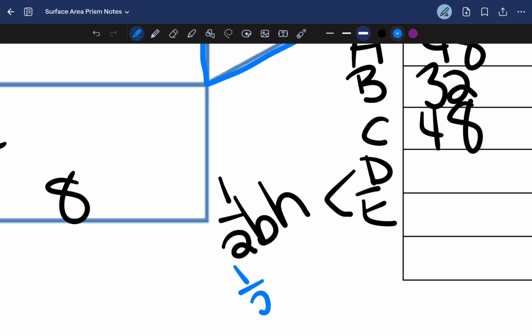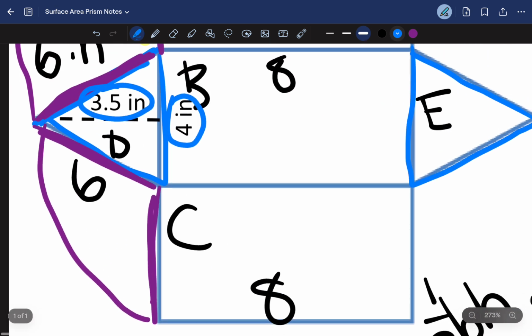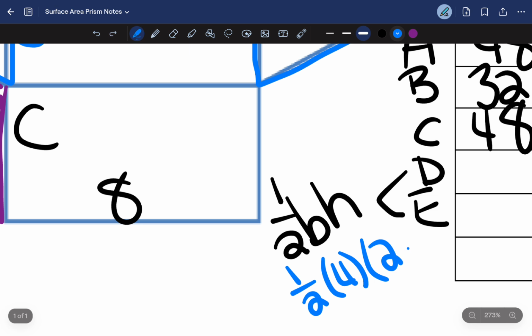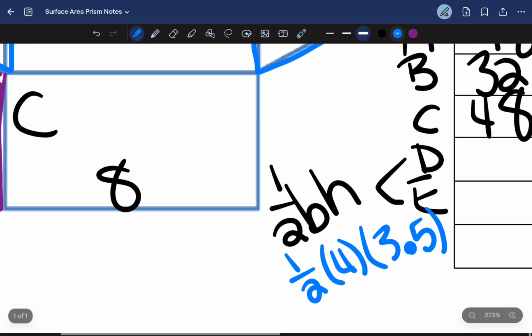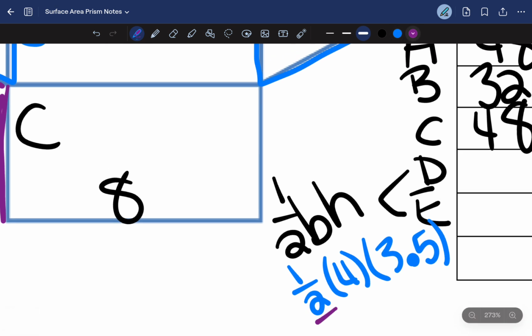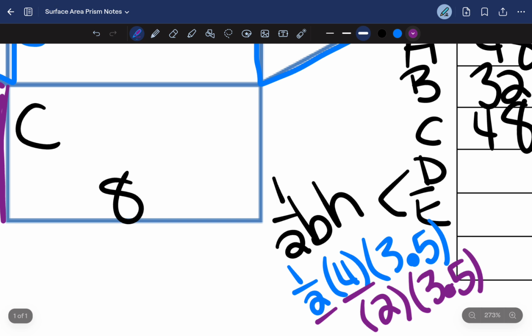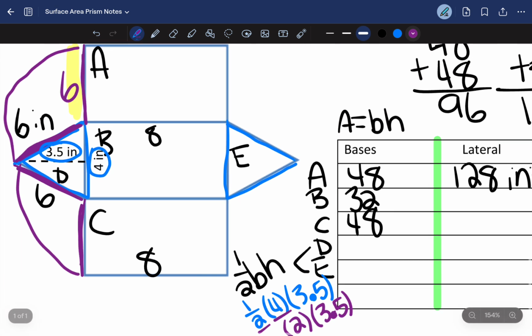So I'm going to put 1/2, the base is 4, and the height is 3.5. Okay, so I'm going to just half 4, and I get 2. And then 2 times 3.5. So 3.5 plus 3.5 gives us 7. So the area of D is 7, just like E is 7. So the area of the two bases would be 14.